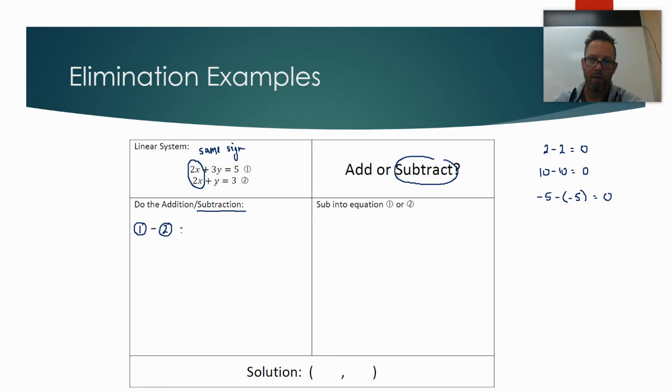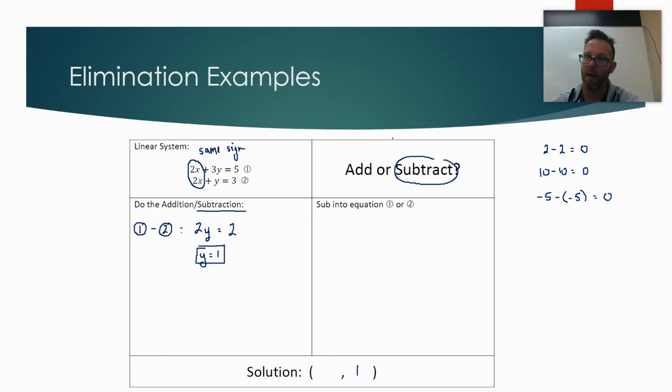3y subtract 1y is 2y. 5 subtract, and then equals, 5 subtract 3 is 2. And look at that. The x's are gone because they had the same sign. Subtracting them eliminated the variable. And dividing both sides by 2, we just get that y is equal to 1. Our y value is 1.